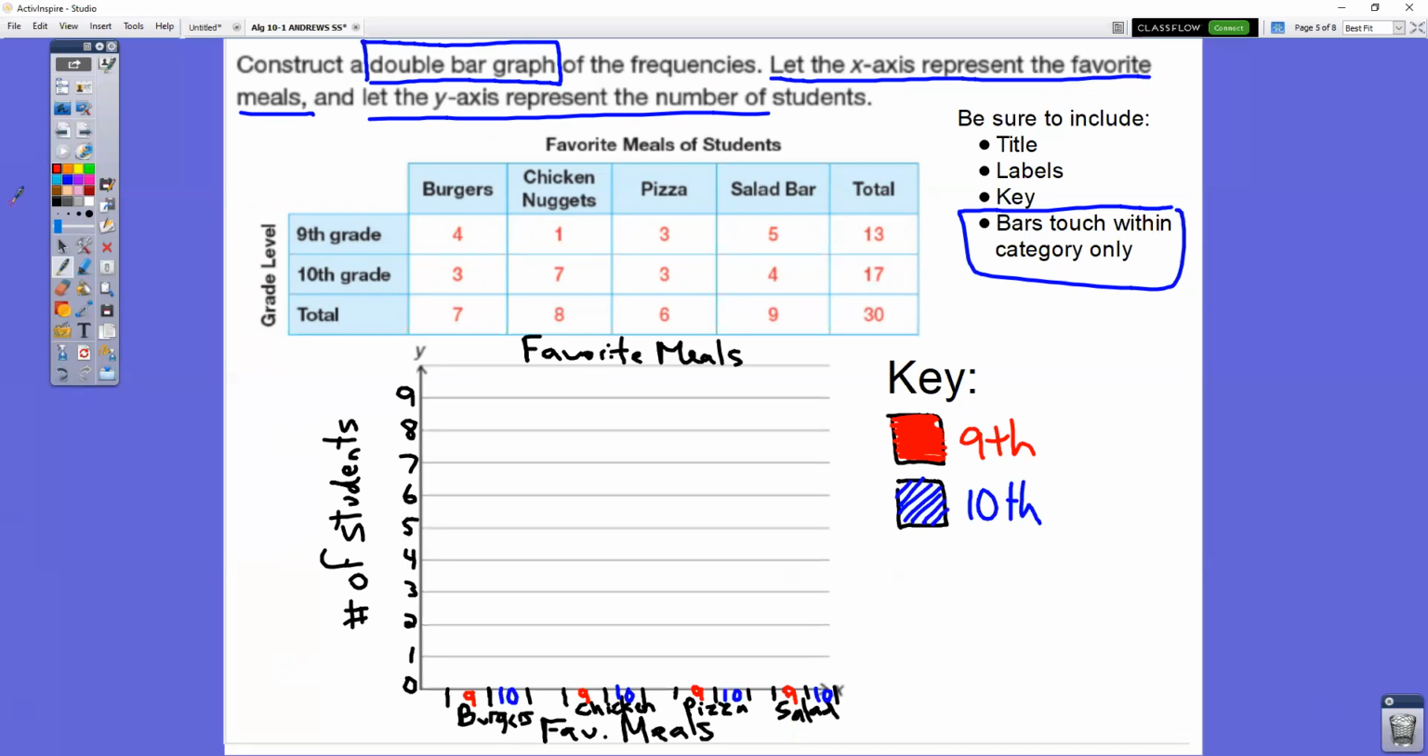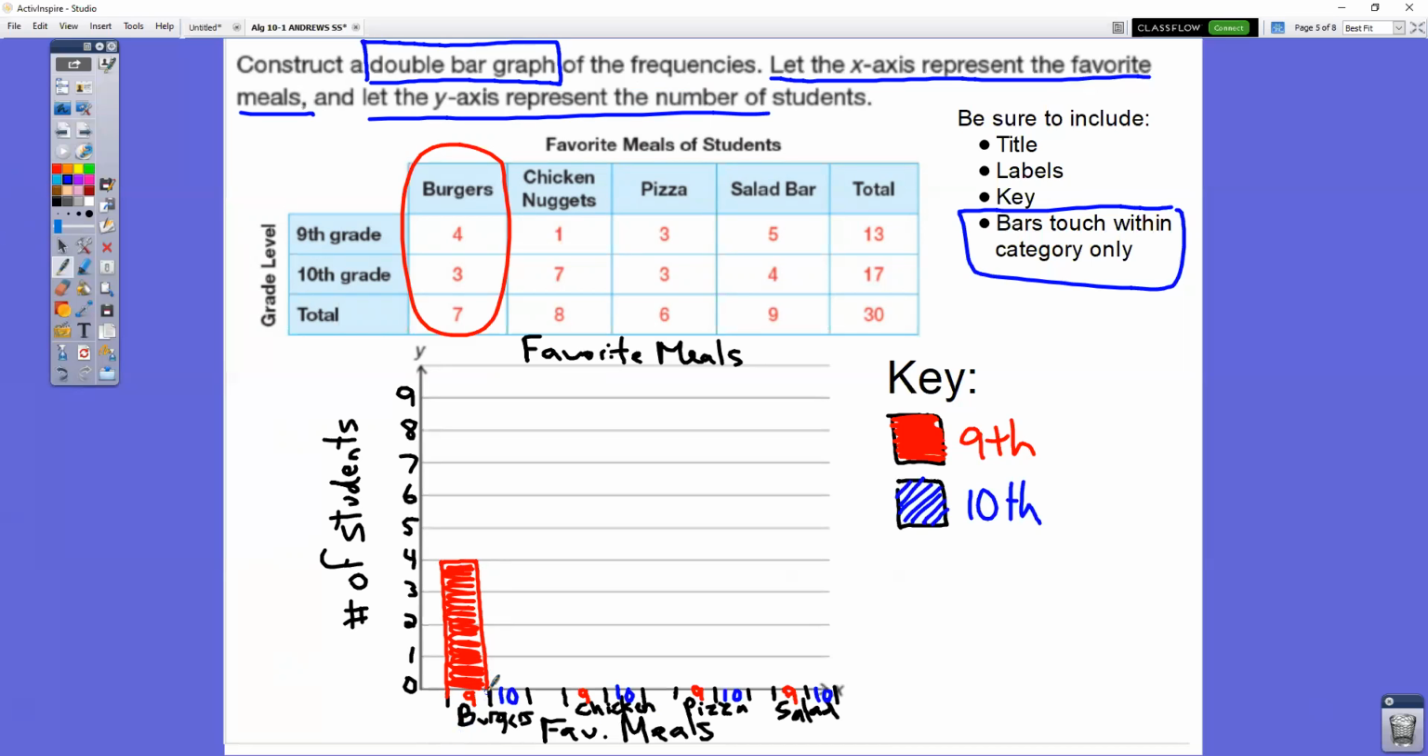So let's take a look at burgers. In the burgers category, 4 people that were 9th graders like burgers and 3 10th graders. So for 9th grade, I'm going to use red. So 4 9th graders. I'm going to draw my bar going up from the bottom, just like this, and 4 9th graders liked burgers. So there's my bar for 9th graders. In that same category, 10th graders, there were 3 of them.